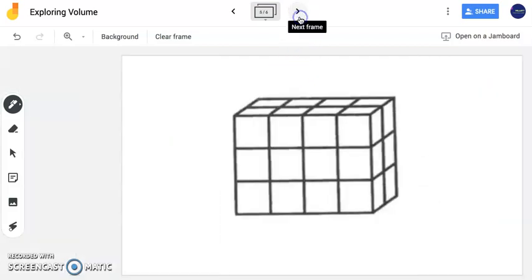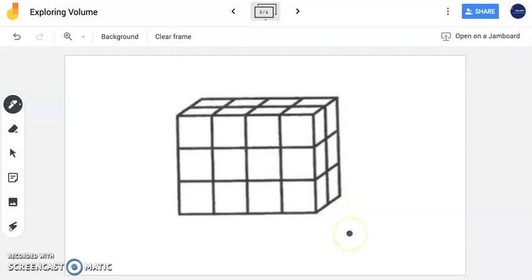So now, as we move on to our next problem, we have another rectangular prism. The first thing you can do is simply count the cubes that create this rectangular prism. Or you can also use our volume formula, length times width times height, because we have a rectangular prism. So I'm going to first count the cubes I see and then confirm if my formula works.